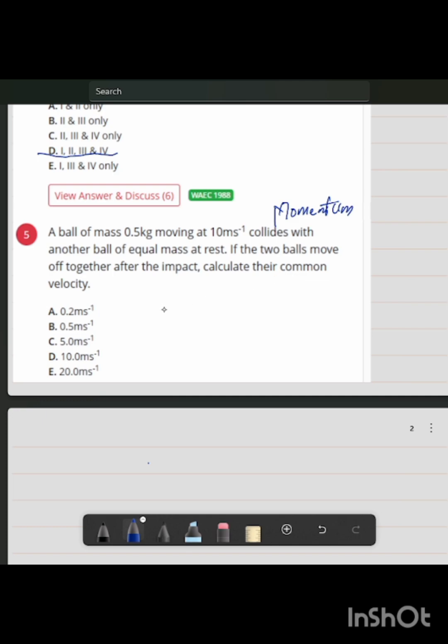I think here momentum is conserved. Momentum has to be conserved for us to really finalize what the final or common velocity would look like. But before that, I would like to use a diagram to illustrate the situation here. So a ball of 0.5 kg moves towards this direction at 10 meters per second, onto a ball at rest, which happens to be the same 0.5 kg, but with zero velocity.